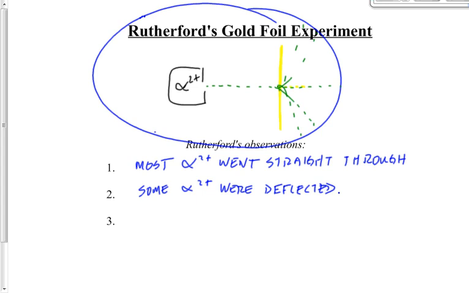And still some more, although less, but a measurable number, bounced back. They were reflected. They bounced back. We'll say a few alpha particles bounced back. Now, where do these three observations lead Rutherford and his assistants, Geiger and Marsden, or his two assistants?